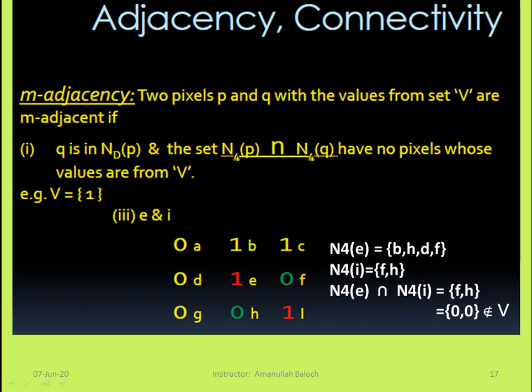Here we have to find N4 of P. P is E, so we have to find N4 of E. What are N4 of E? B, H, D and F are the 4 pixels which lie at N4 of E. And similarly we have to find N4 of Q. This is Q. What are the 4 neighboring pixels of this Q value? N4 of Q means N4 of I. N4 of I is equal to F and H.